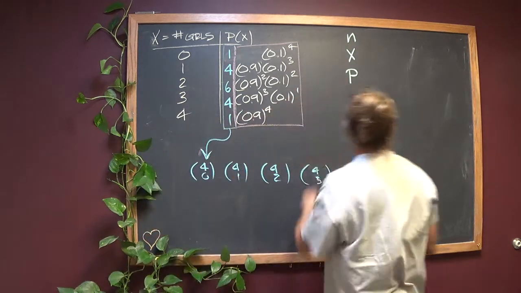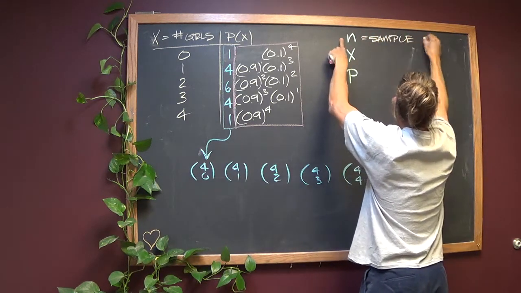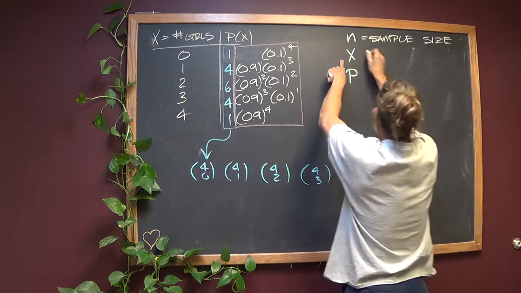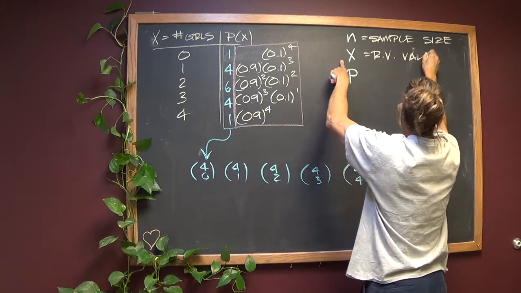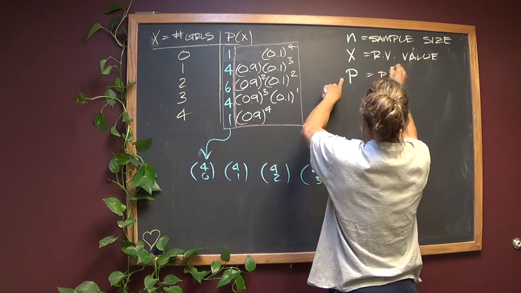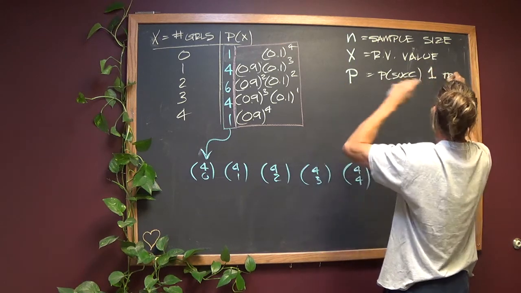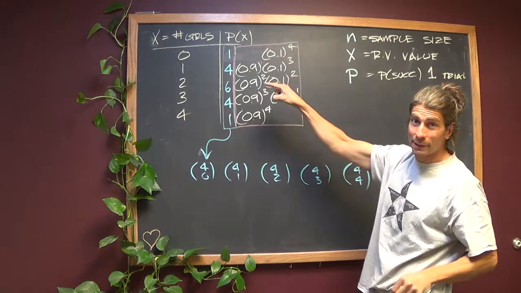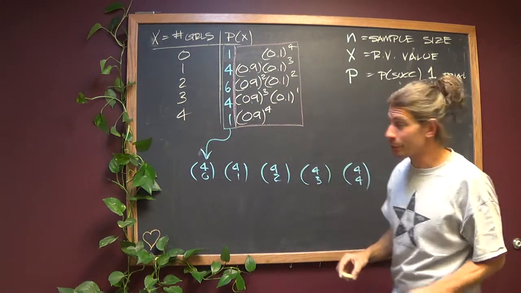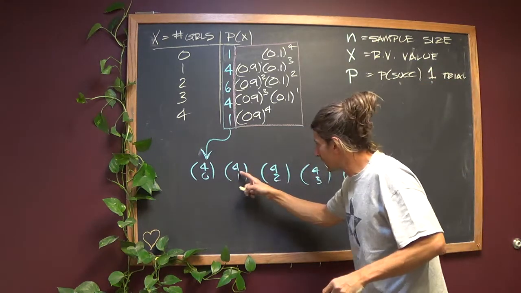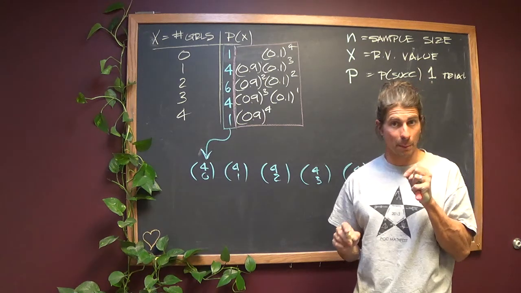So what I want to do is this is your sample size. This is your random variable value. And this is your probability of success on one trial. Now remember, this was done 4 times. You bought 4 birds. This is the chance of success on one trial. That was that 0.9 we kept using. So if you look at each of these combinations down here, the number 4 is on the top of each one.